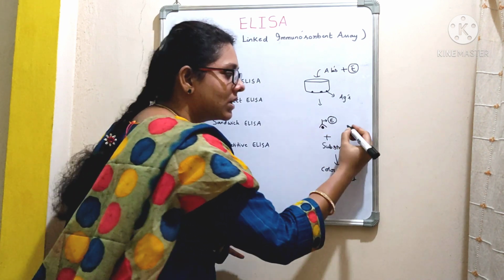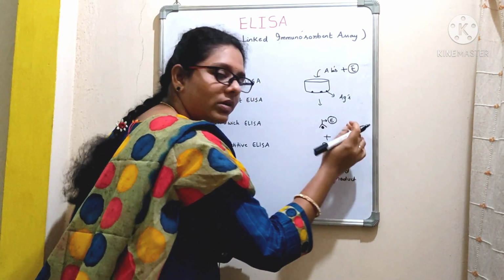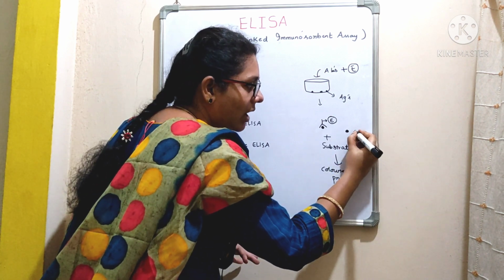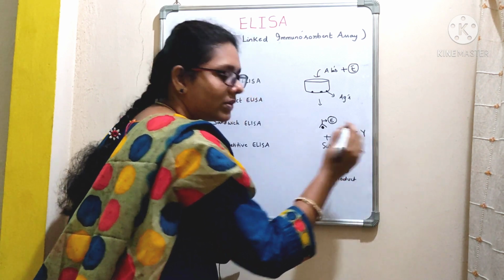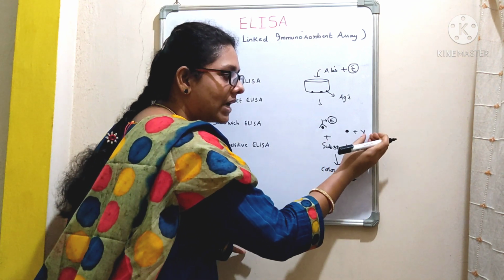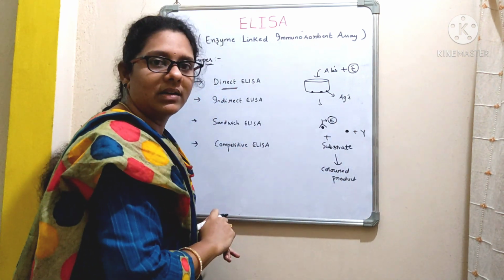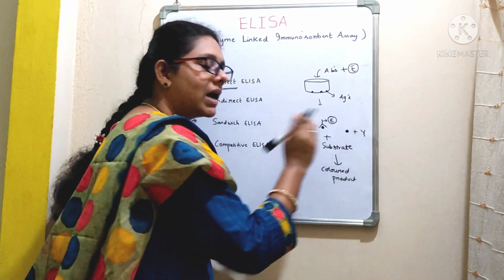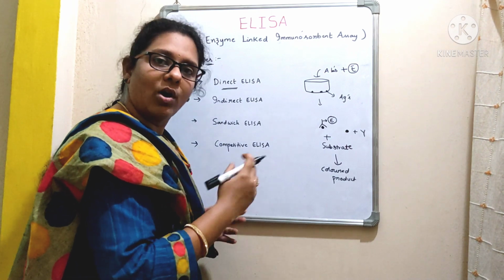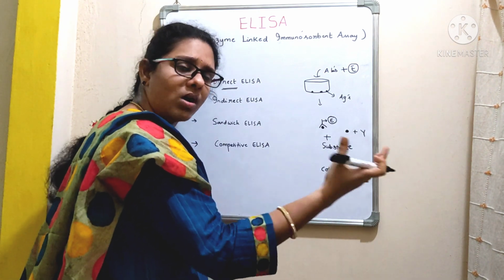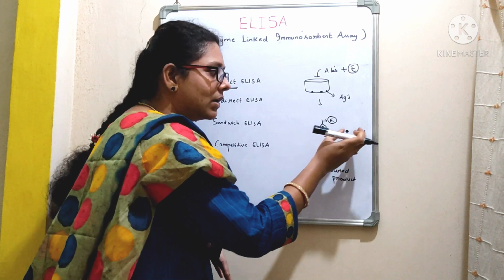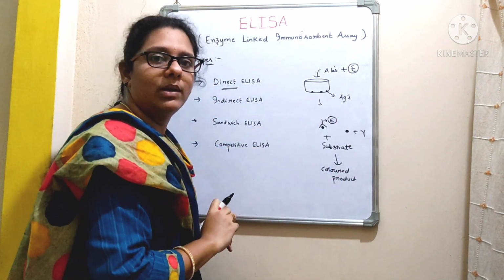Suppose this is the antigen already coated onto the solid surface and you have added the antibodies. Suppose this antibody is not specific to this antigen, then it will not bind with the antigen. Then what happens after you wash the wells? Those unbound antibodies will be removed.